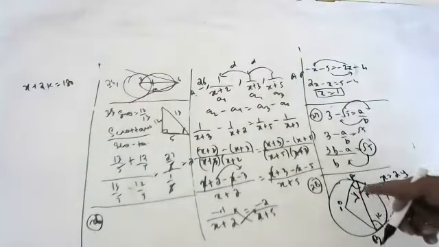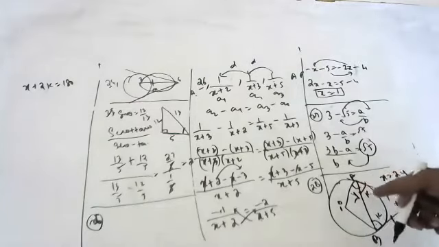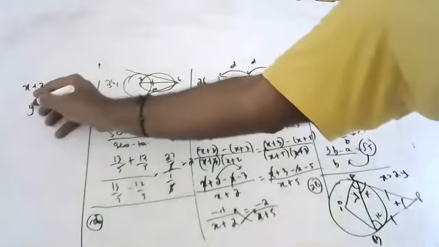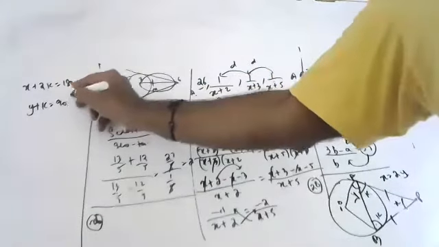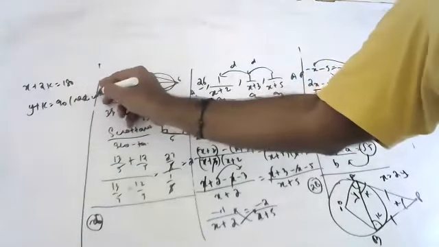And children, see here, y plus k is how much? 90, sir. Radius is perpendicular to tangent.